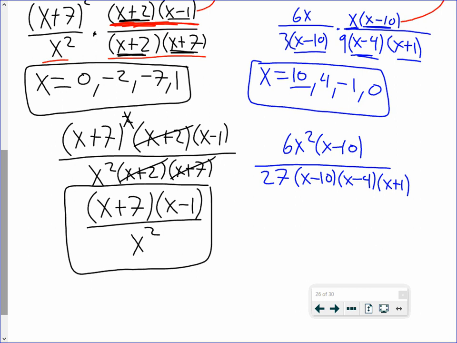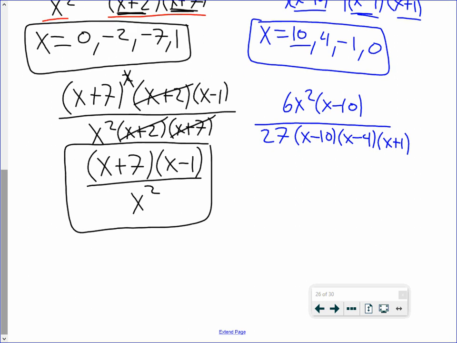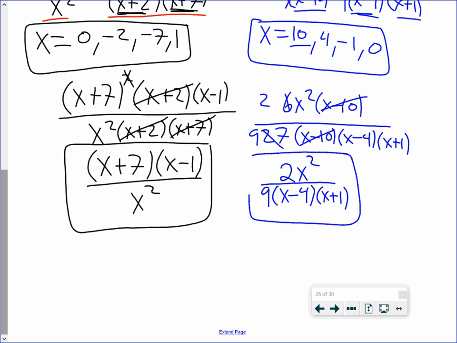And now we're going to see if we can reduce or simplify it any from here. So I see I have an x minus 10 on the top and the bottom. We can cross those out. And then I also see I have a 6 and a 27. That can reduce down into 2 over 9. They're both divisible by 3. So I divide each of them by 3, and I'm left with a 2 over 9. So I'm left with 2x squared all over 9 times x minus 4, x plus 1. I can't reduce it anymore from here, so this is my simplified version of the expression.